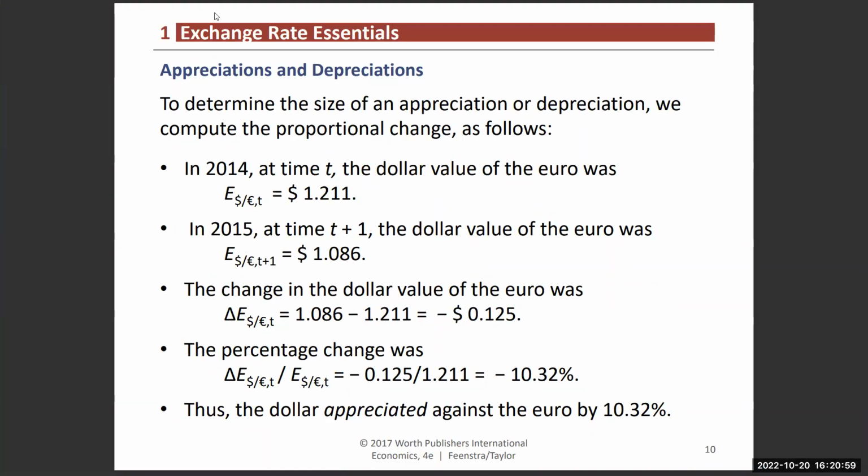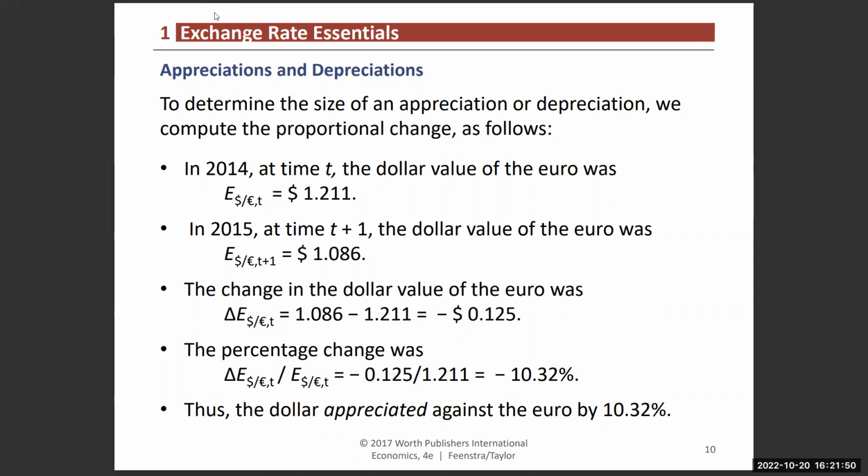We have separate steps here. Here is the difference between x_{t+1} and x_t, and here we divide by the value to get the percentage term. We can see that the effect is minus 10.32%, which means that you need to pay less of your currency. This is the reason why we have a minus here. If this is the case, we are experiencing appreciation of the dollar against the euro, because you need to pay less. This is consistent with our convention that we talk about home currency in terms of foreign currency.